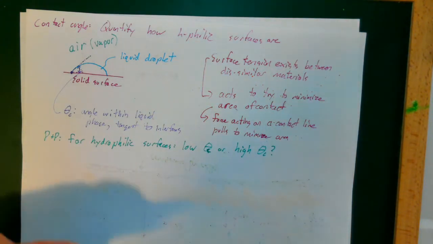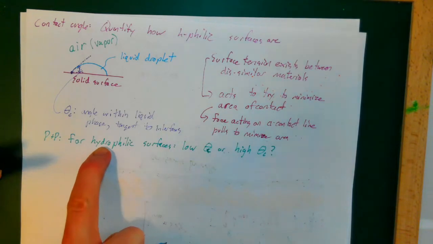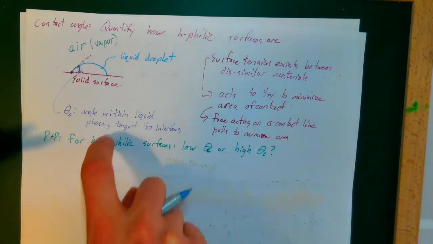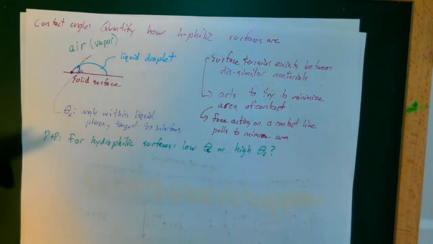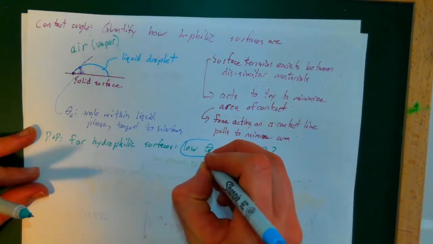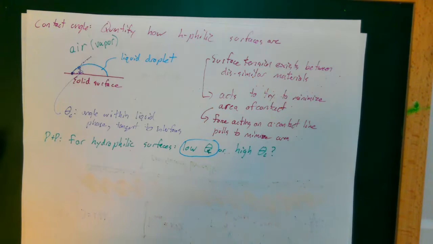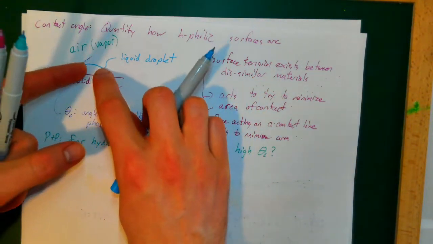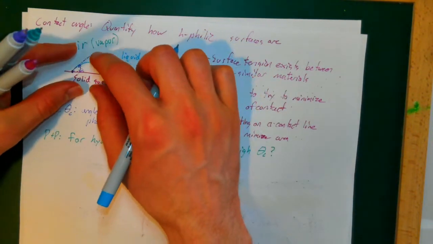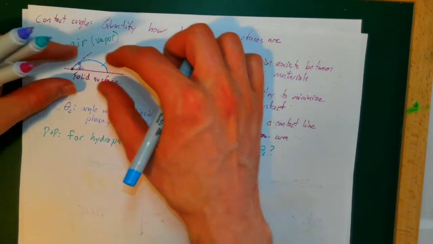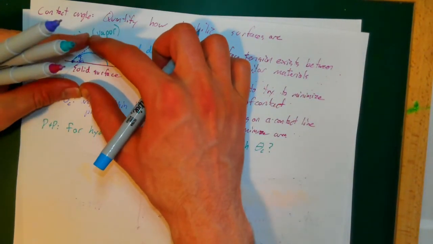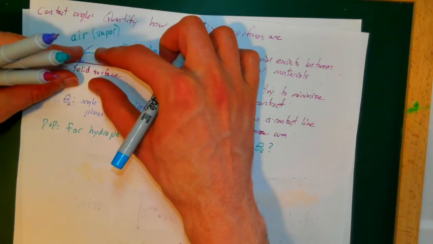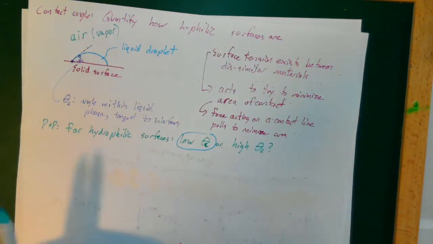Well, hopefully you've had a chance to think about it. For hydrophilic surfaces, these are, again, surfaces that like the liquid. We typically expect low contact angles. So basically what hydrophilic surfaces do is they pull the liquid towards them. It's favorable for the liquid to interact with the solid, and basically that solid essentially pulls the liquid down with a very low angle.